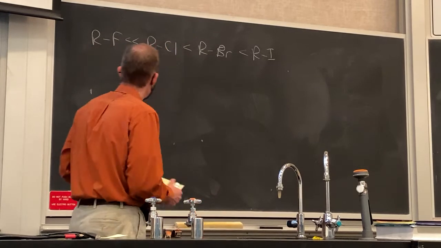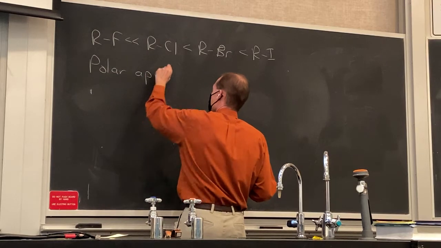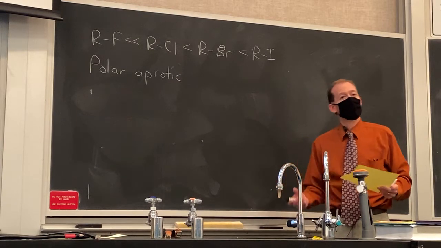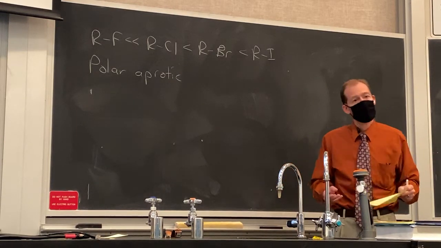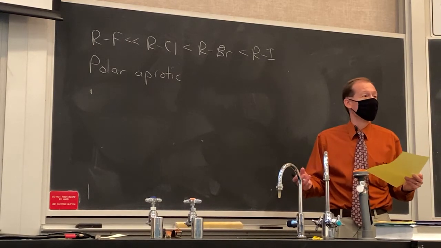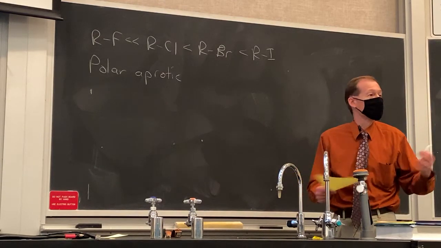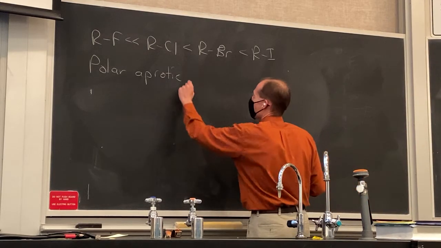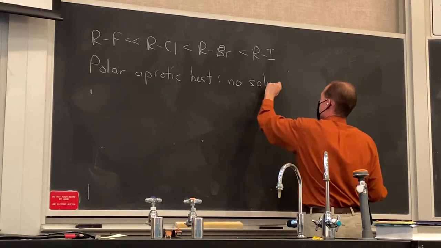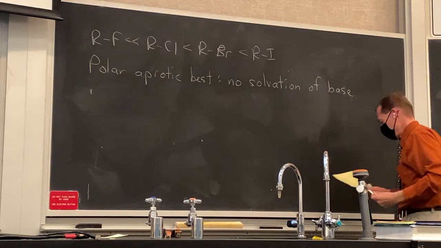Okay, we want a polar aprotic solvent because the polar aprotic solvent will not solvate our base. We know that polar aprotic solvents will solvate cations. They will not solvate anions. Our base, in most cases, is going to be an anion. And so if it is solvated, it's going to react more slowly. So polar aprotic is going to be the best. No solvation of the base is the reason for that. Okay.